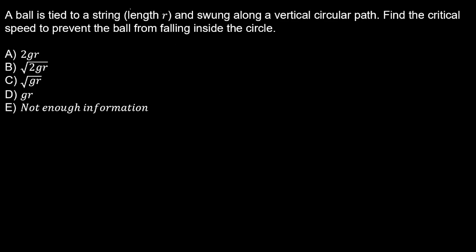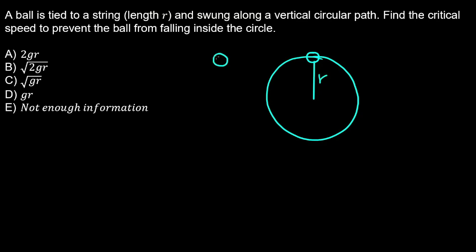A ball is tied to a string of length r and swung along a vertical circular path. Find the critical speed to prevent the ball from falling inside the circle. So at the top of the circle, with a radius of r, we have the tension force in the string acting in the same direction as the force of weight.